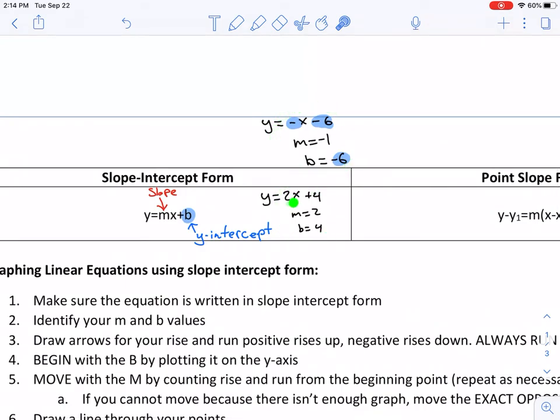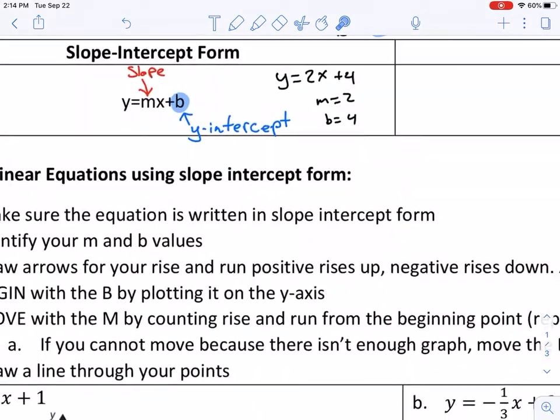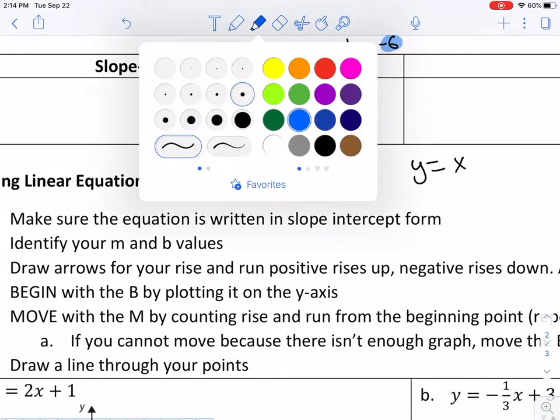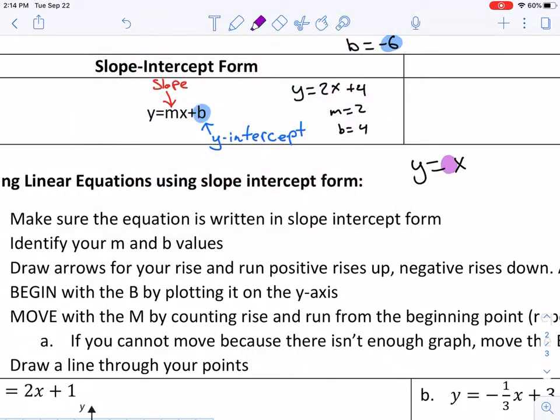Your m is your value that's next to the x. Your b is the value that's at the end. If you don't see an m, it's a 1. But if you don't see a b, it's a 0 because it's not there. So if we don't see an m, like this would be the most simple example, y equals x. We do have an m. In purple, we have an m of 1, because that is 1x.